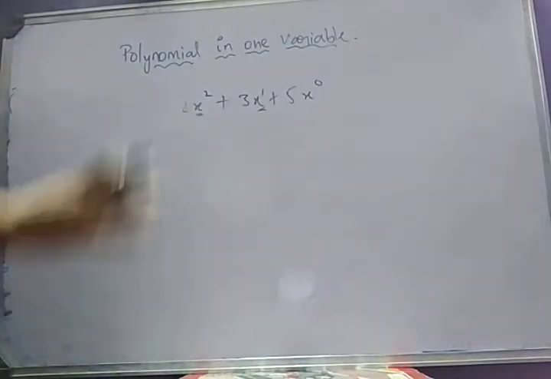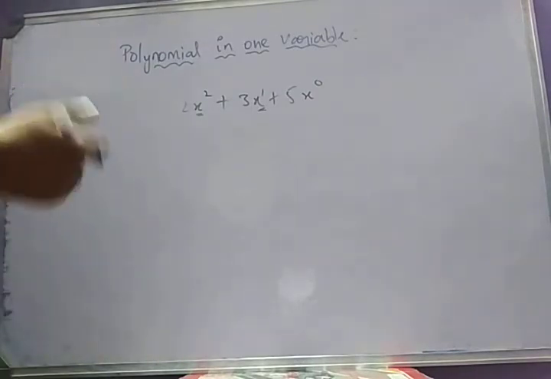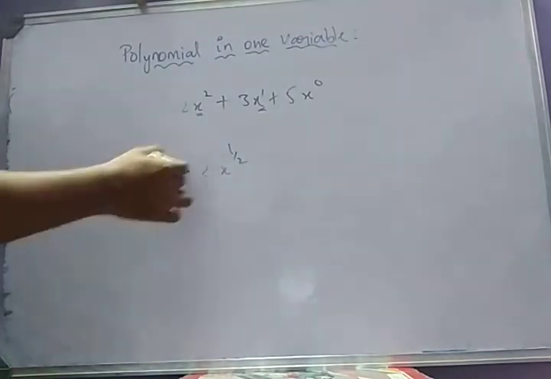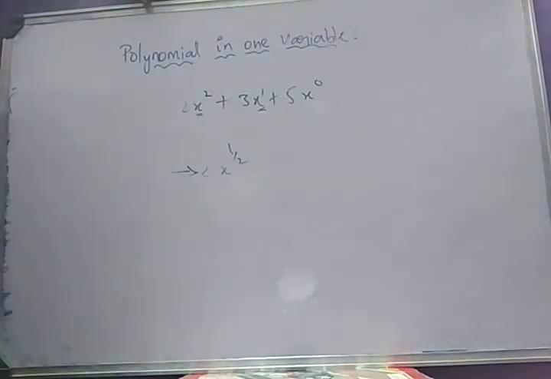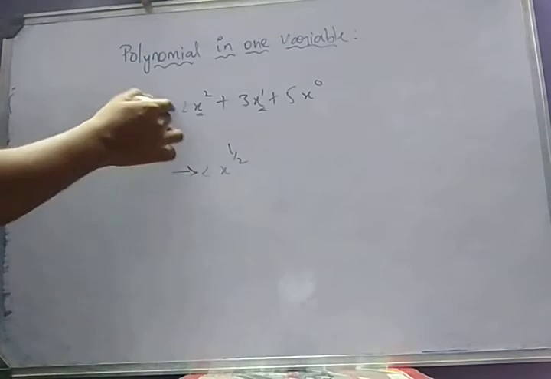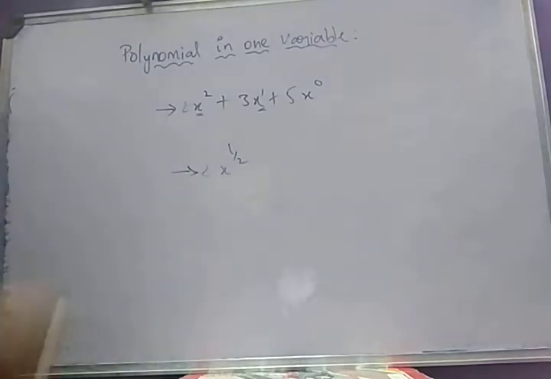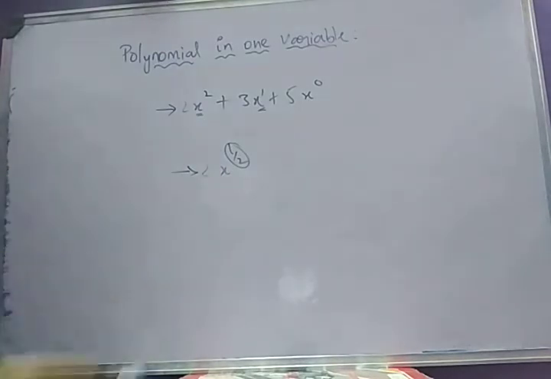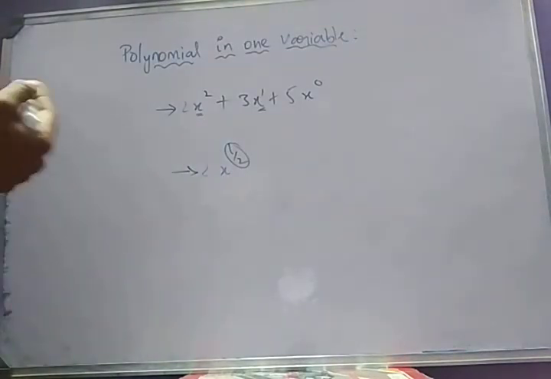This is just an example of a polynomial. Okay, and if you want an example which is not a polynomial, 2 into x power 1 by 2. So this is an algebraic expression. This is also an algebraic expression, but this is not a polynomial because the power of the variable is not a whole number. So first you should know what is a polynomial.